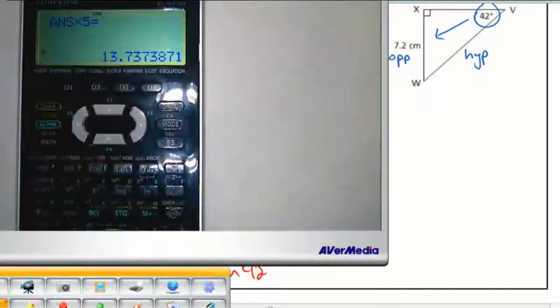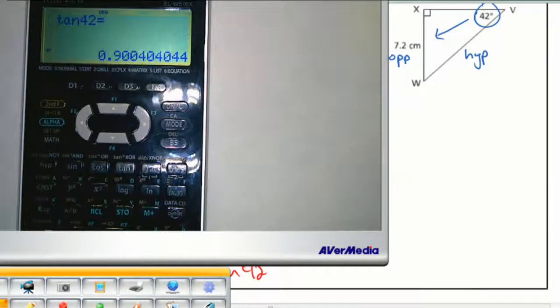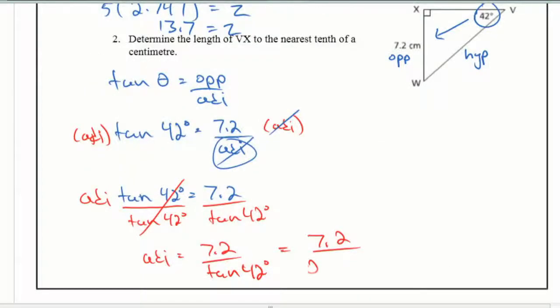If I look at my calculator, if I just plug in the tangent of 42, it's going to give me the ratio of those sides, which is going to be 0.900. So this just works out to 7.2 divided by 0.900, and that just equals 8. So the length of that side is 8 centimeters.